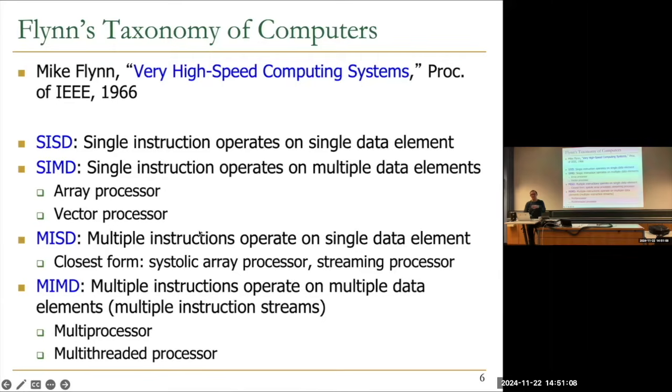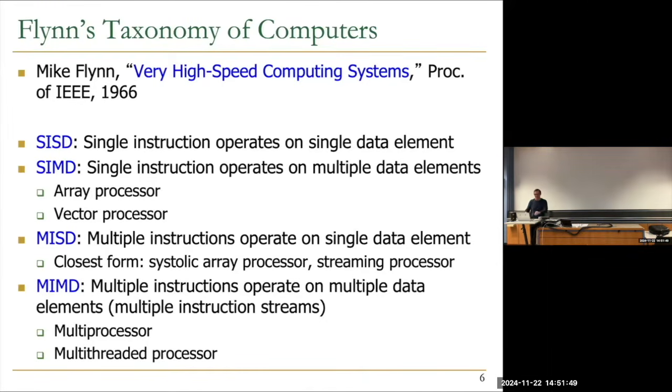Now you have multiple instruction streams, I'd like to think of it that way, operating on a single data element. This is a bit of an awkward one. Essentially, the closest form is something that we have examined in DDCA also, a systolic array processor, which is a way of building machine learning accelerators today. Essentially, you input data to an array of processors, an array of functional units. And the data gets processed in one functional unit and transformed into data prime. That gets input into the other functional unit, which does something on it and transforms it into data prime prime. And then the next functional unit gets it, transforms it and outputs it.